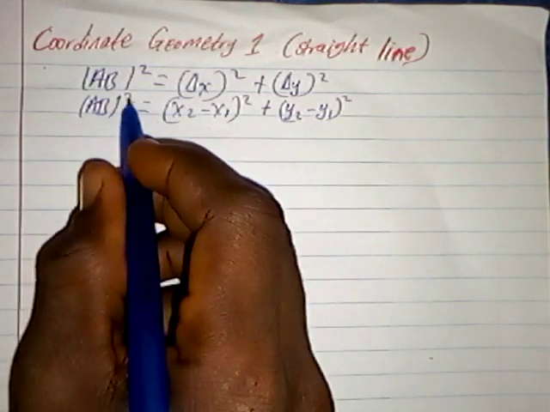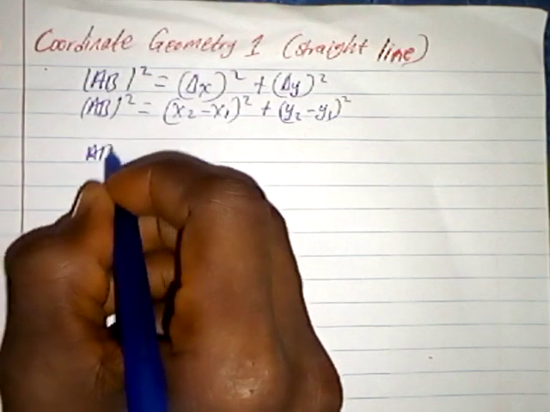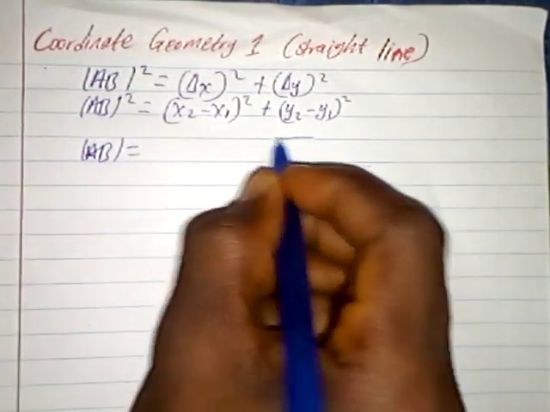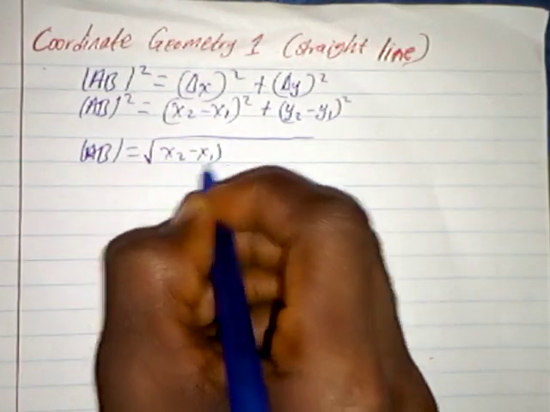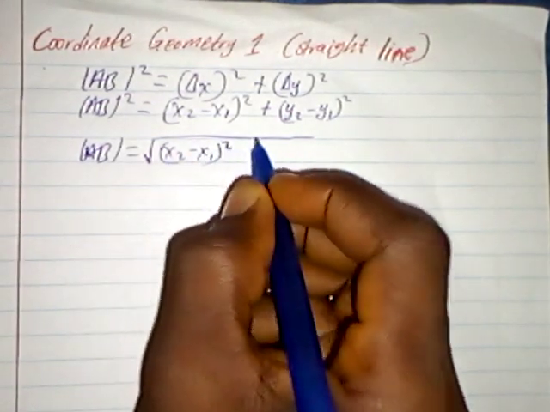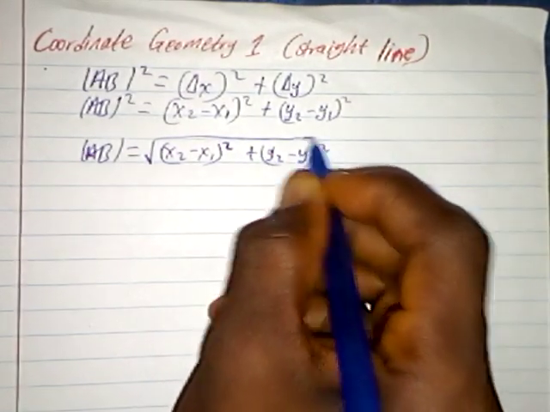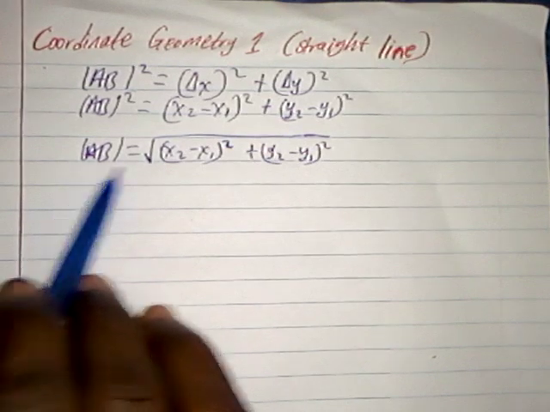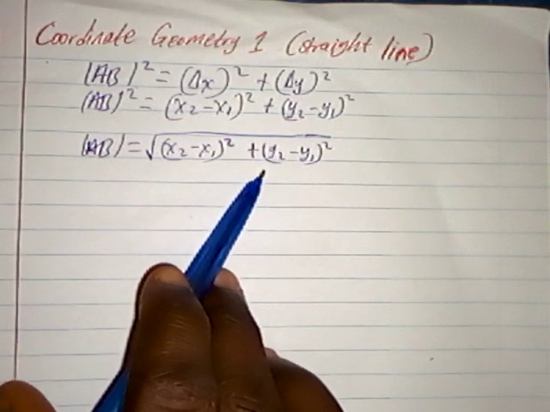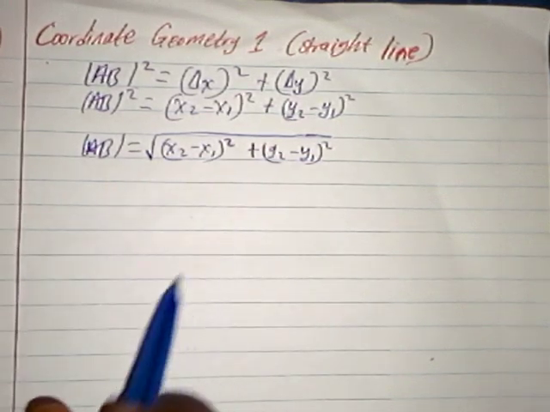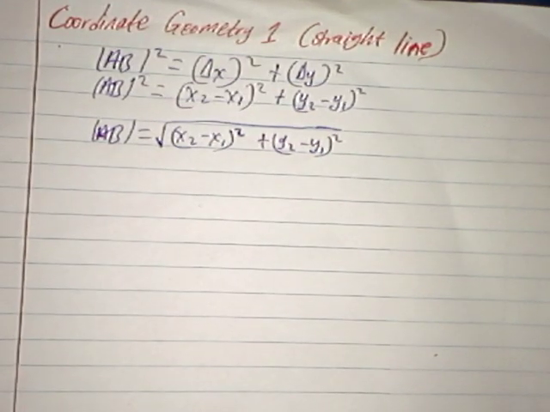What is going to be the formula? We are about to remove this square by taking the square root here. So line AB equals the square root of (x2 minus x1) squared, do you see? Good. Plus (y2 minus y1) squared. Take note of this formula. This is the formula to find the length of a straight line, right? Good. Now let's go into the video.